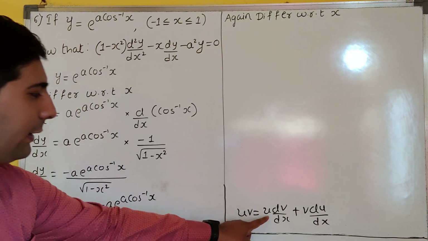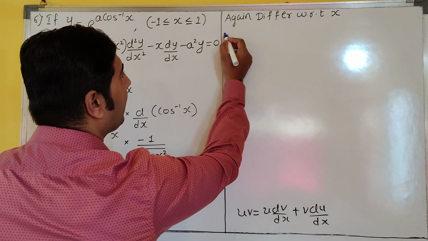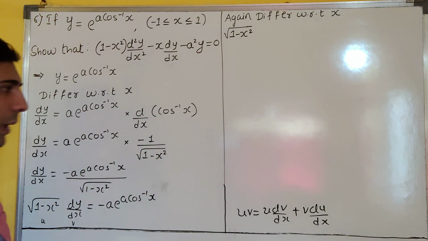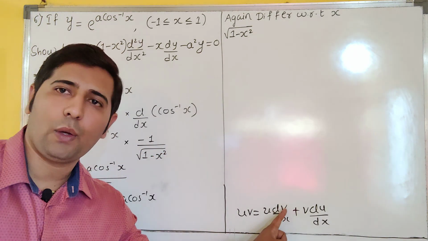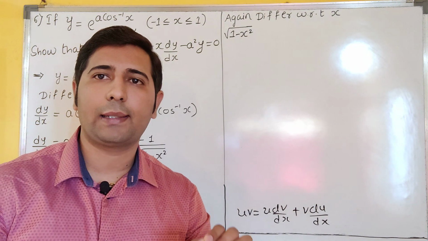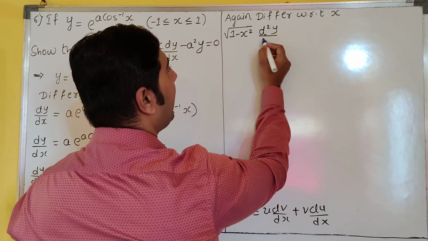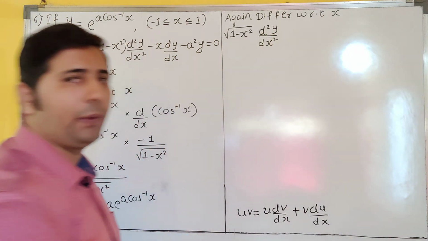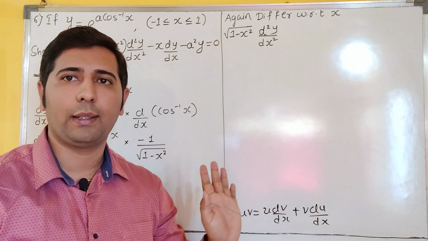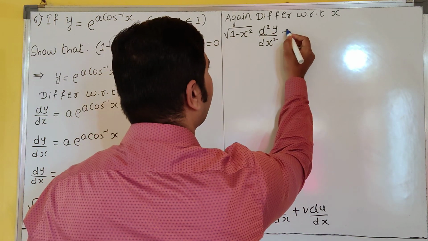u is what, dear students? u is root 1 minus x square. Root 1 minus x square we can write as it is, root 1 minus x square, dear students. I have to take the derivative of v. v is what? dy by dx. Dy by dx derivative is d square y by dx square, dear students. Is it clear? So now see, plus is there. Plus sign I will write.